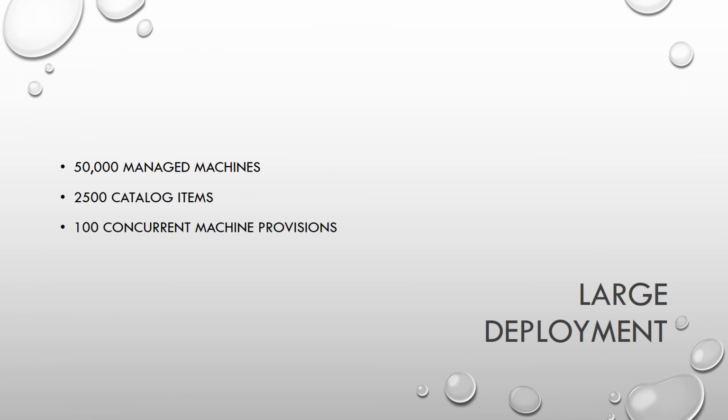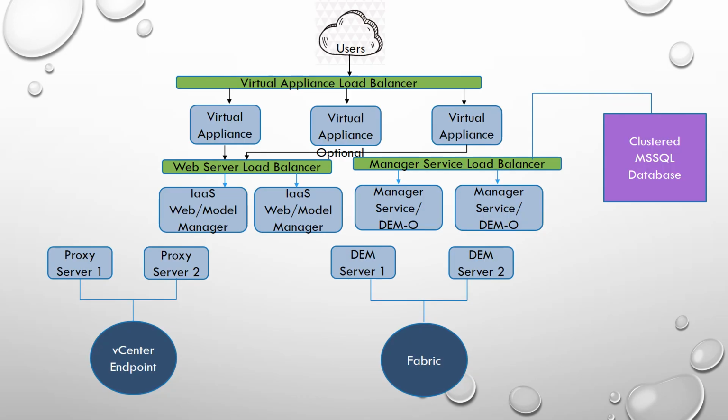Now that we are done with the medium deployment, let us discuss the large deployment. A large deployment would support the following items. We can manage 50,000 machines at a time, 2,500 catalog items, and we can do 100 concurrent machine provisions. Just like in the medium deployment, we can have 2 or 3 virtual appliances behind a load balancer, based on whether we want automatic failover for the vPostgres SQL database or not.